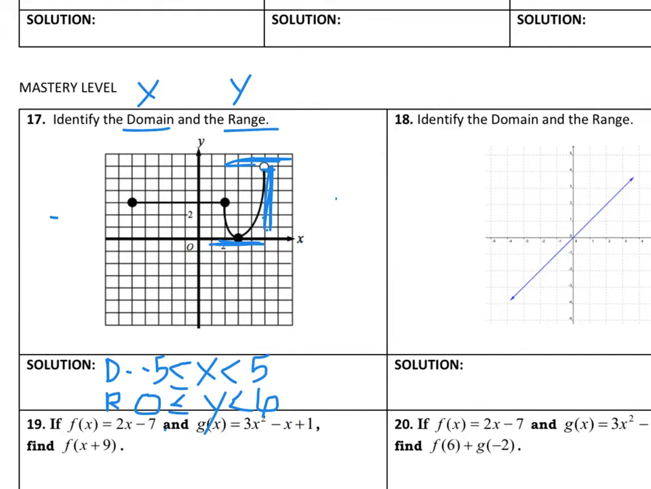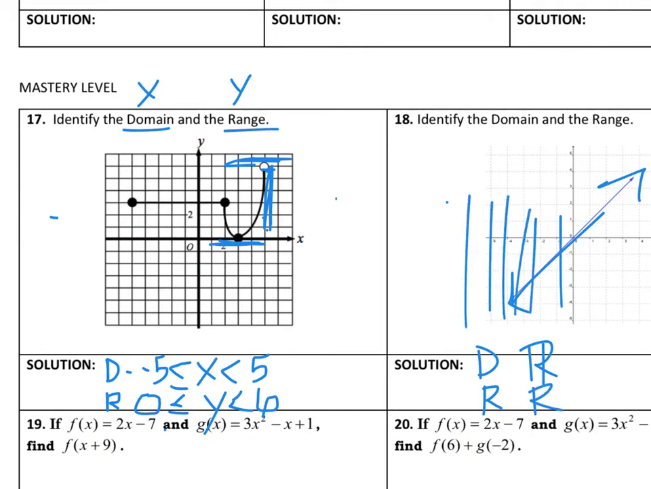Anytime that you're given a line like this and there are arrows indicating that the line goes on forever and ever, it's always going to be, for your domain and your range, all real numbers for both, because it's going to continue to hit every single x value as that line continues on, and then it's going to hit every single y value as that line continues on.